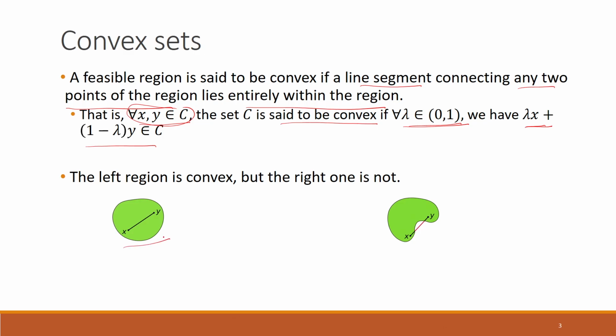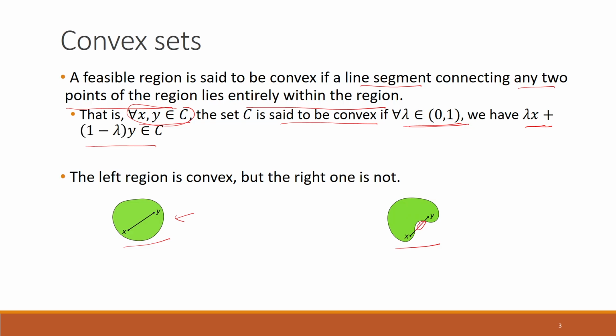This is an example of a convex region. Why? Because you can pick any pair of points x and y in this region, connect them by a line segment, and you will find that the entire line segment lies within this green region. Whereas in the case on the right, you are able to find a pair of points x and y where, when you join these two points by a line segment, there are some points, like here for example, that are not lying in this green region. That is why this region is not convex.